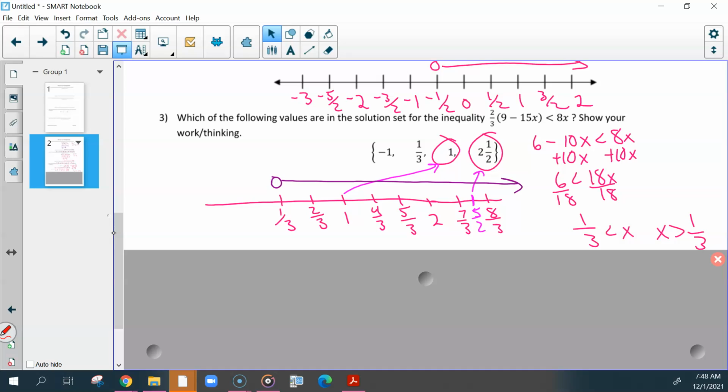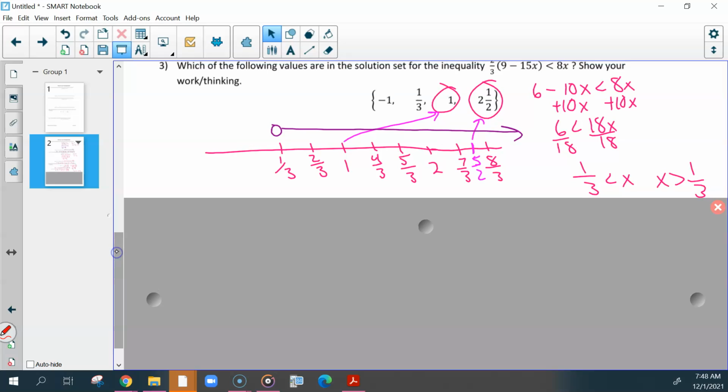I don't think I mentioned this yesterday or Monday, but really when we find these inequalities, like when we were solving equations, we were finding one solution. Here we're finding a bunch. There are many solutions that could be in this set. Everything greater than 1/3 could be a solution for this inequality. So if we were to test this, there are a bunch of possibilities we can put in.